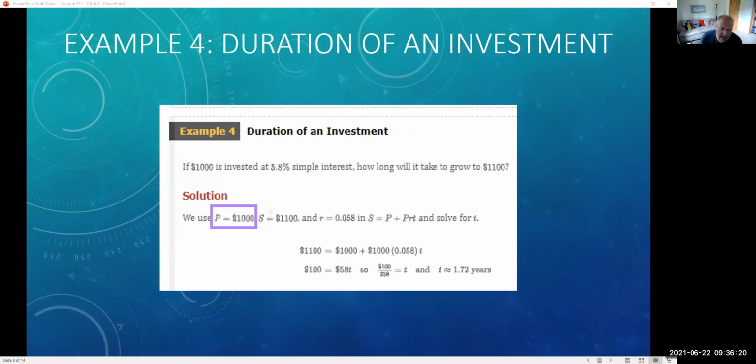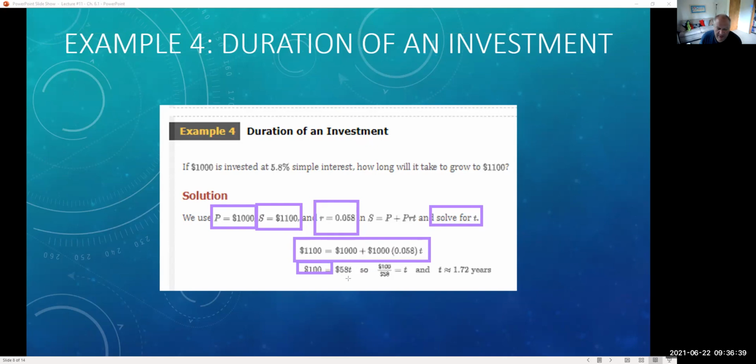We'll use S as our future value, which we're hoping for 1,100. We're telling you what the rate is. The rate is 5.8%, so R equals 0.058. And our goal at this point is to figure out what T would be. As you can see, we use a little basic algebra, plug everything in the way we're supposed to, and then manipulate the equation, divide both sides by 0.058, and you get your answer, 1.72 years. Remember that it is in terms of years.